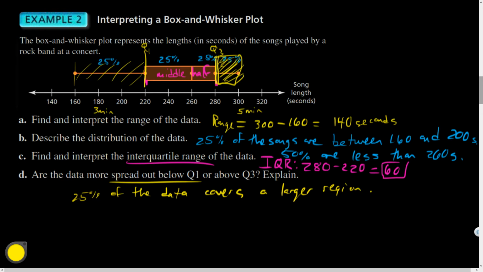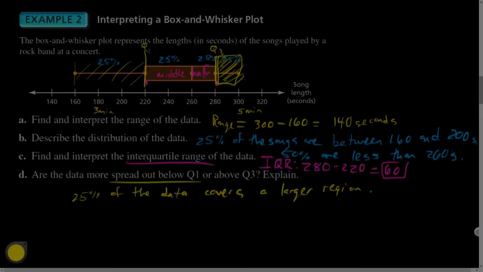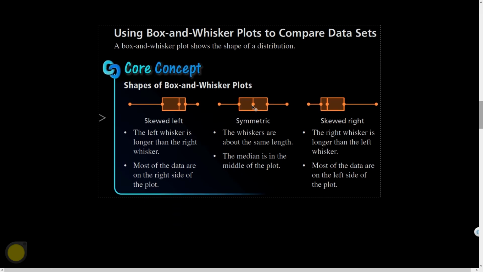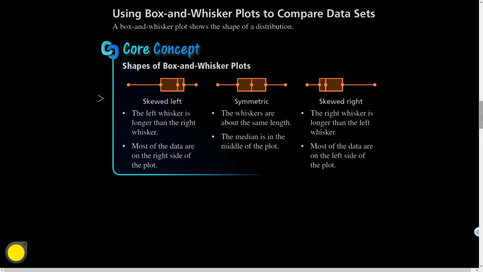Yeah? You feeling it, Mr. Krabs? All right. Ooh, here we go. We can compare some box-and-whiskers. And this is actually going to come into play in a couple sections. Here we go. So, shapes of box-and-whisker.